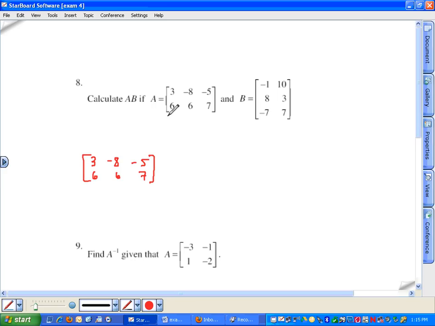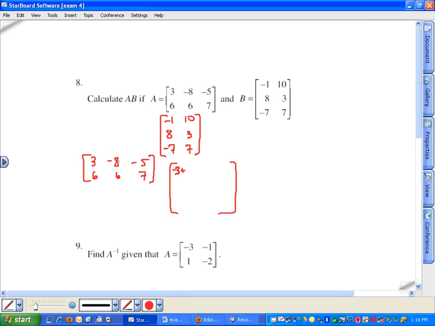So here's matrix A. Matrix B, I'm going to write up here. And A times B is going to result in a 2 by 2 matrix here. The entry that goes right here is in the first row, first column. So we're going to go across that first row, down the first column here. So 3 times negative 1 is negative 3. We're going to add that to, I better make this matrix a little bit larger so I can fit it in. Okay, 3 times negative 1 is negative 3.